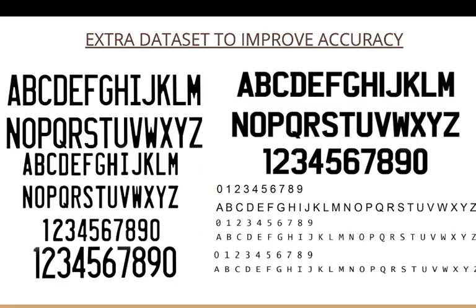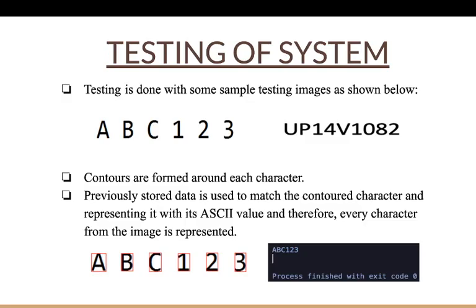Other than that, we used different sorts of fonts in order to improve the accuracy of the system. Here you can see that we have used different types of fonts in order to make the system more aware of the different standard fonts which are allowed on Indian number plates. Now testing of the system is done with these sample images. Here you can see that contours are formed around each character, and the system is recognizing it correctly.